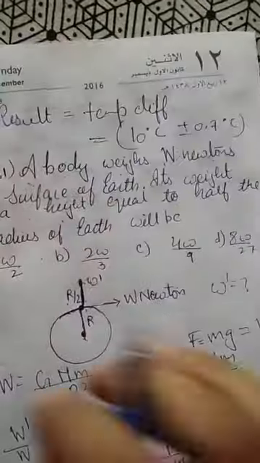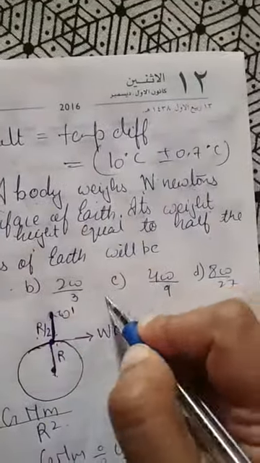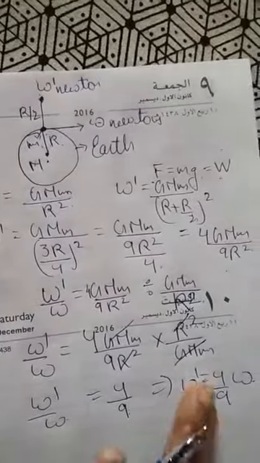Let's check out the options. 4 upon 9, option C is correct: 4W upon 9.